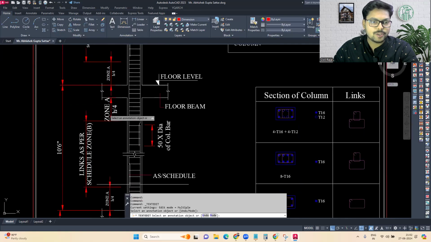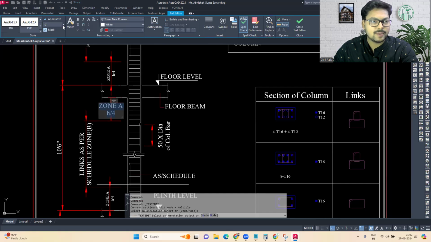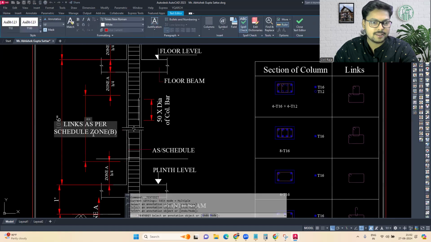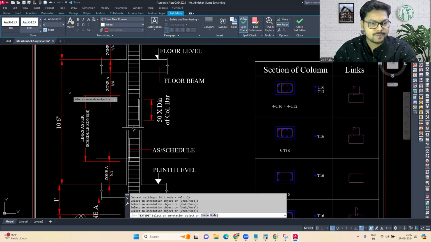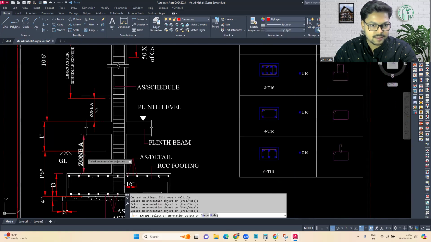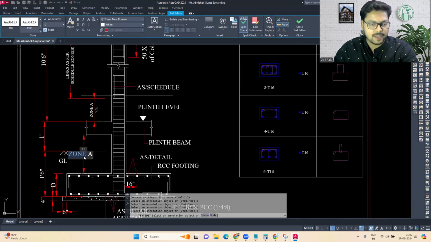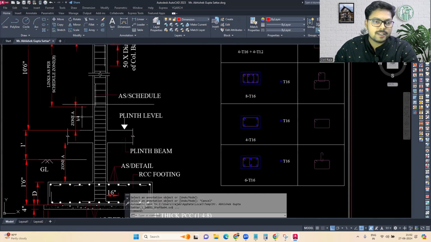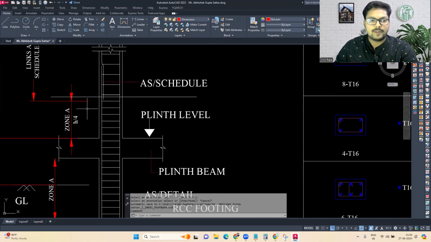If you have any kind of questions now, you can simply ask. Basically, this is about the zone and this is about the links as per the zones. And this is zone A. So yeah, this is an important thing. Now that you have waited so far, let's go for it. So this was zone A, and that means H by 4.